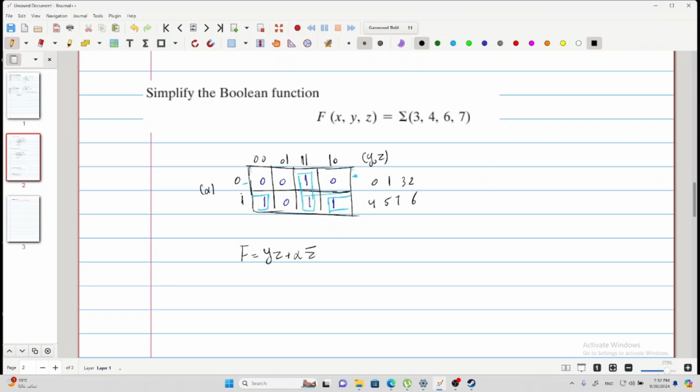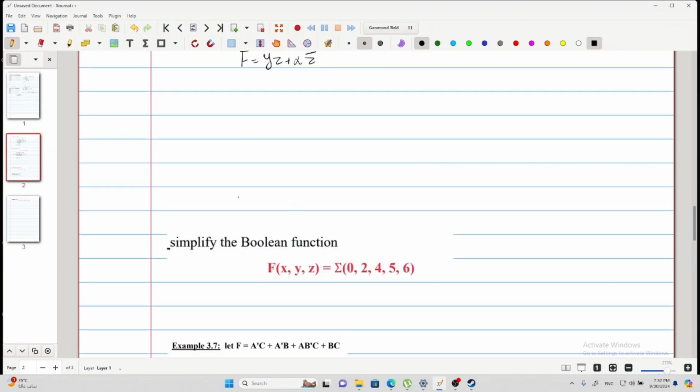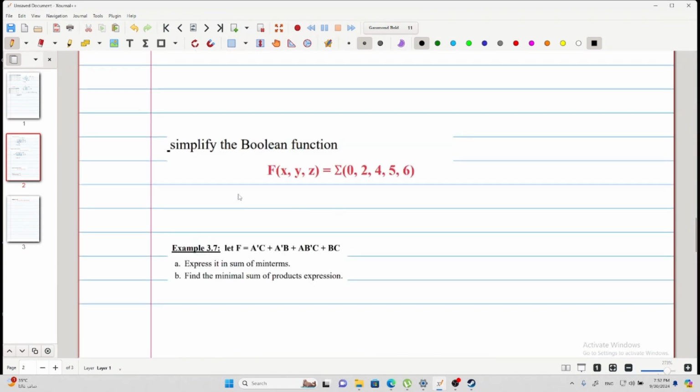You look at what is constant and you write it, and if it is 0, it is the complement. If it is 1, it's the variable itself, and that's it. Very, very simple. With a bit of practice, you will see how easy it is. It becomes like a game, trying to figure out what is the best way of grouping them.